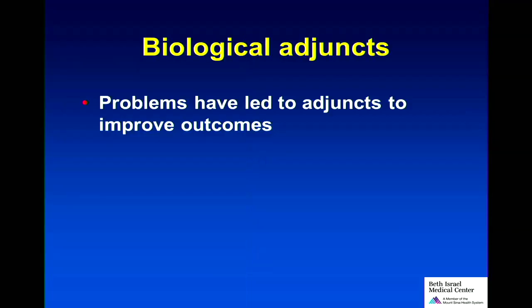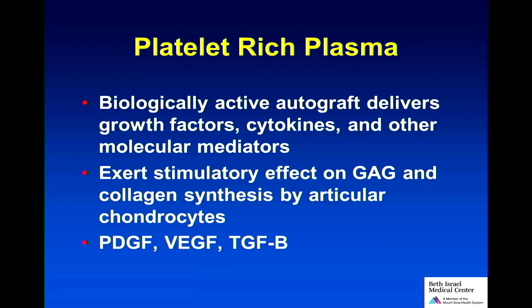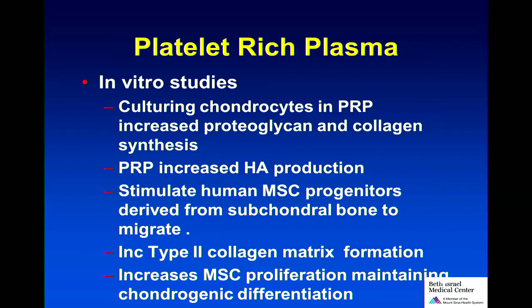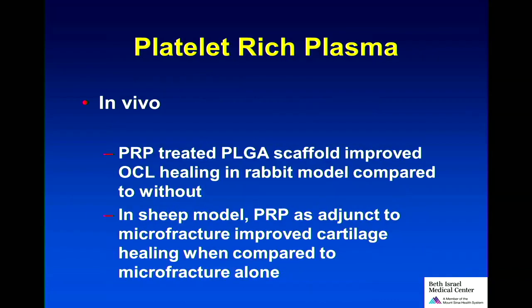So really the problems with all of the previously mentioned techniques have led to looking at different types of factors or biological adjuncts to help with these techniques. So platelet-rich plasma, which we talked a little bit about earlier: in vitro studies have shown that culturing chondrocytes with PRP increased proteoglycan and collagen synthesis, increased hyaluronic acid production, stimulated human mesenchymal cell progenitors to migrate, increased type 2 collagen, and increased proliferation and maintained chondrogenic differentiation. So all of those are good.